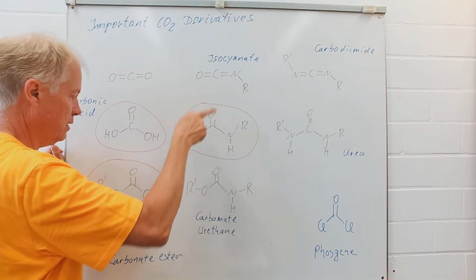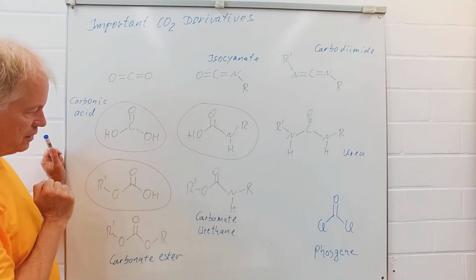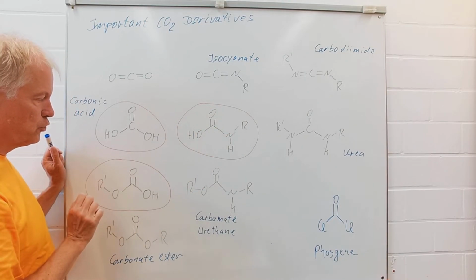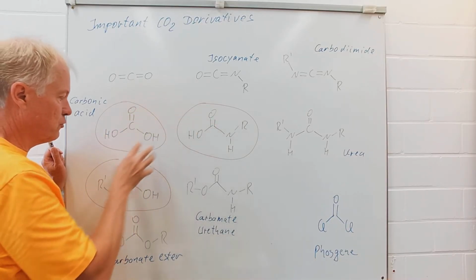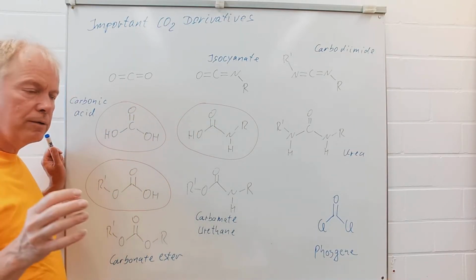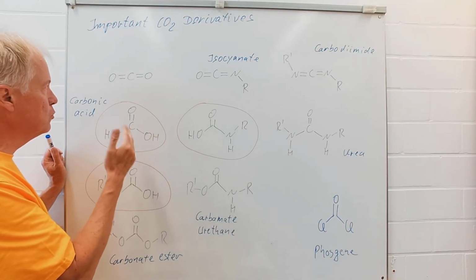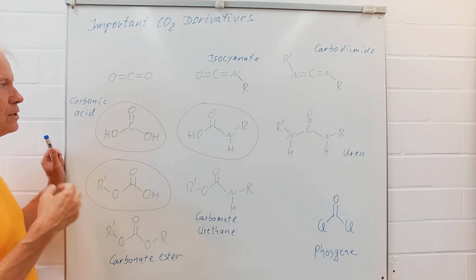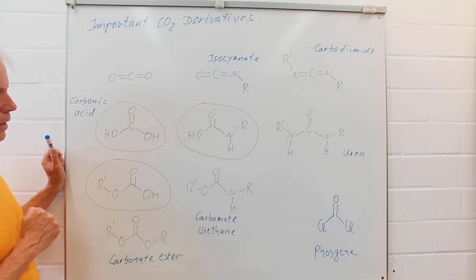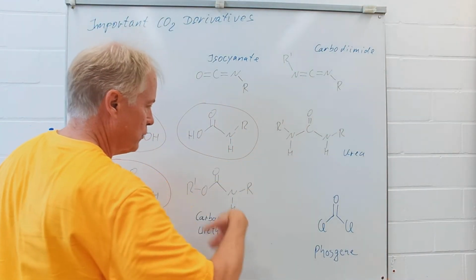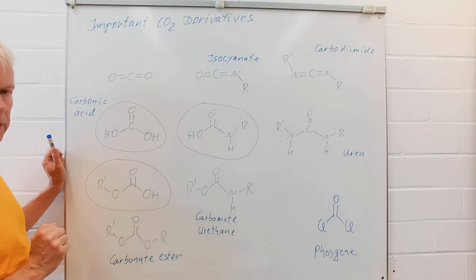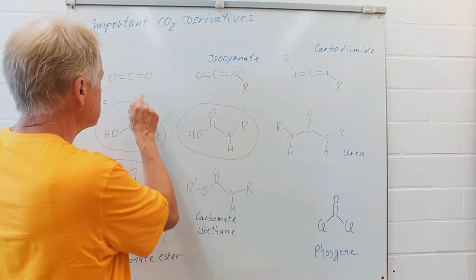These three structures I have put into circles. These structures are not stable. If you heat those up, they always will lose CO2 instantaneously. The other structures are rather stable compounds.